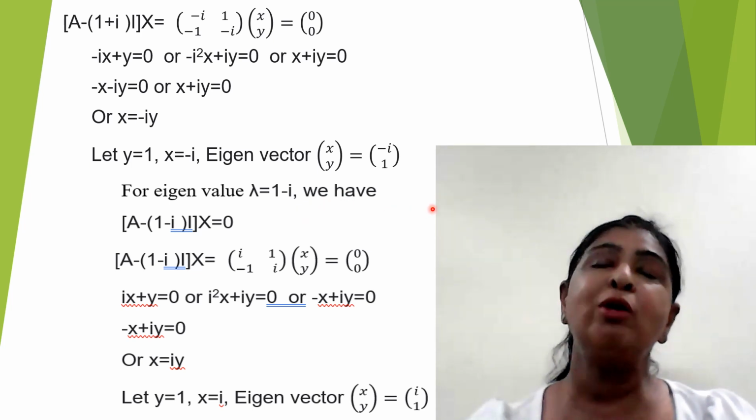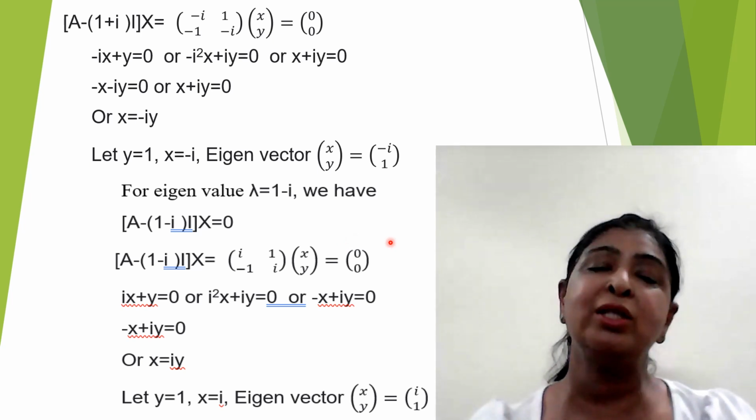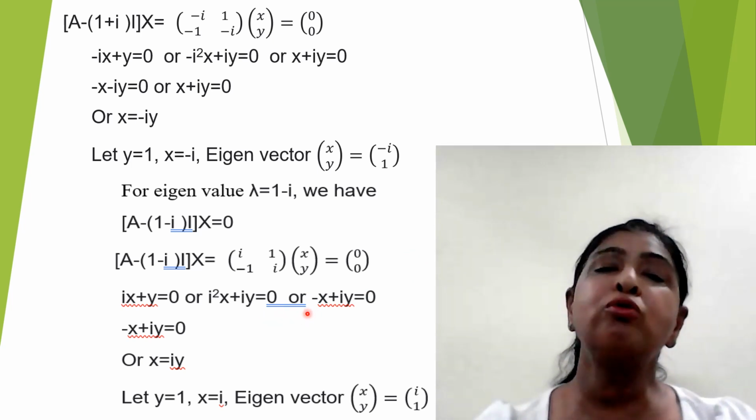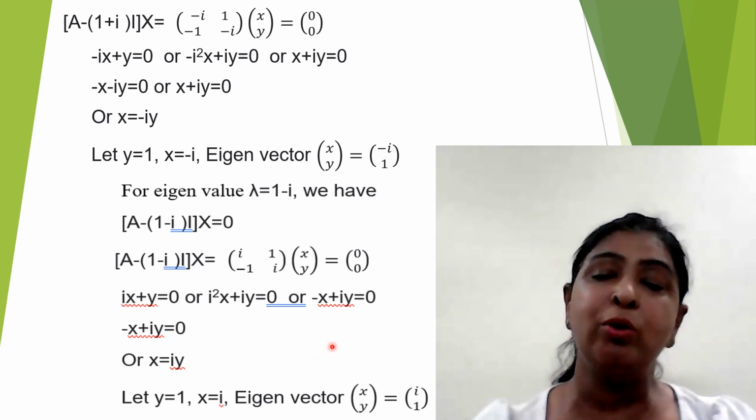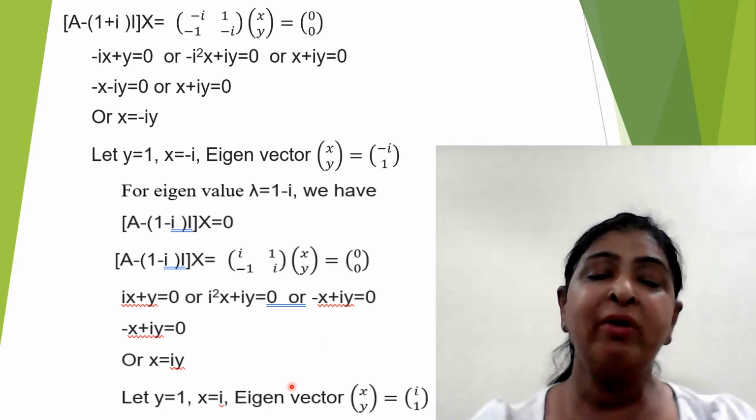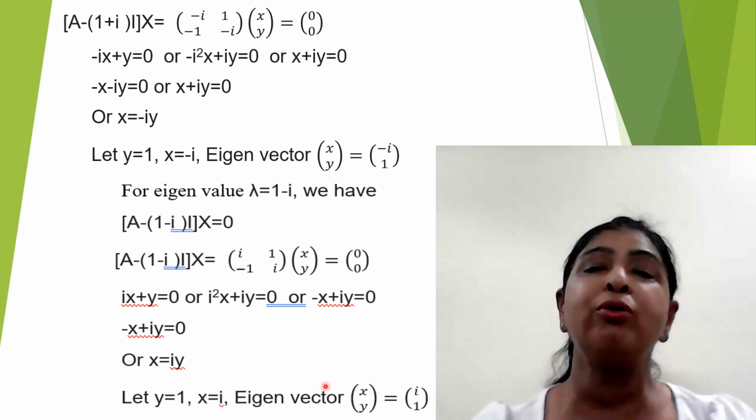Similarly, for eigenvalue lambda is equal to 1 minus iota, we will write the eigenvector. So this is A minus (1 minus iota) I x is equal to 0. Substituting the values and solving it out, you will get iota x plus y is equal to 0. Now we want to solve this equation, so what will we do? We will multiply with iota, and on simplification I will get minus x plus iota y is equal to 0, or our equation becomes x is equal to iota y.